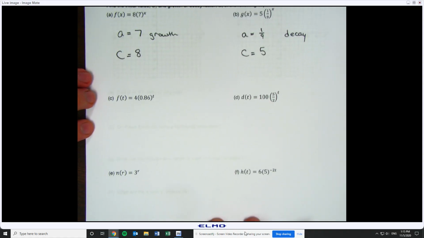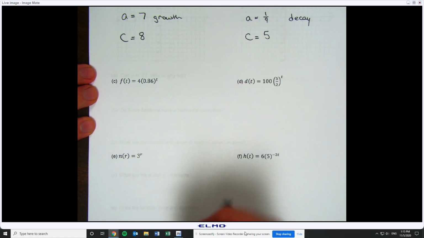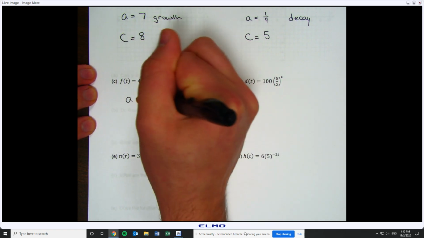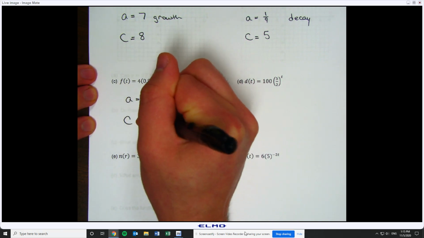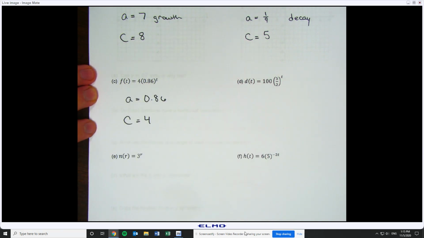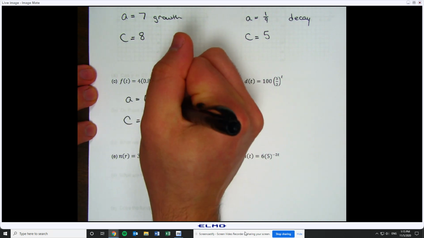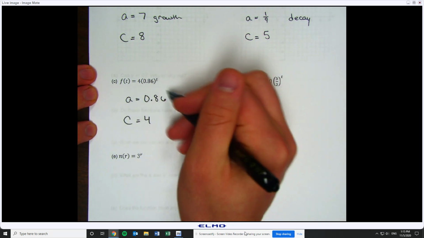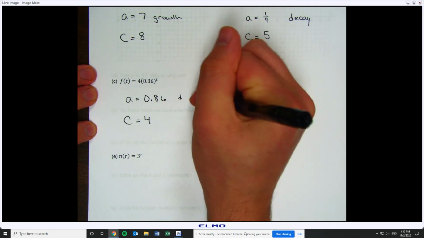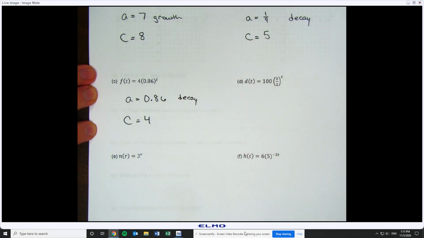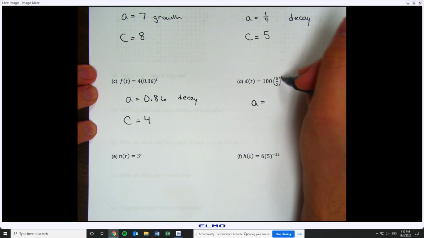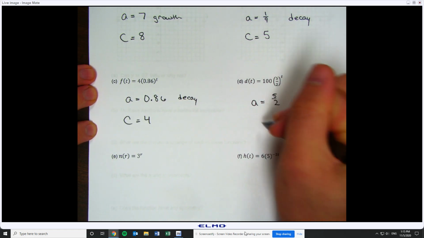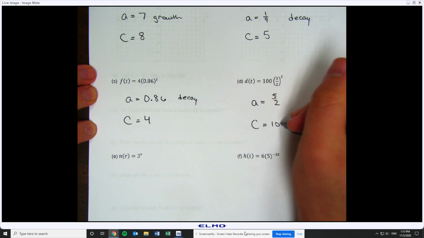Okay, moving on. For c, my base a is 0.89. And the initial value is 4. Okay, now as far as whether this one's a growth or decay, this might be a decimal, but we know that this decimal right here is less than 1. So since that is less than 1, this is a decay. Problem solved. For the next one, our base a, that is 5 over 2, and the initial value is 100.